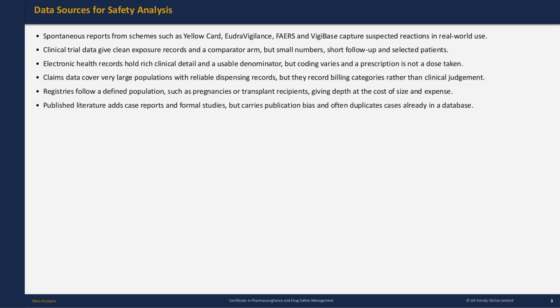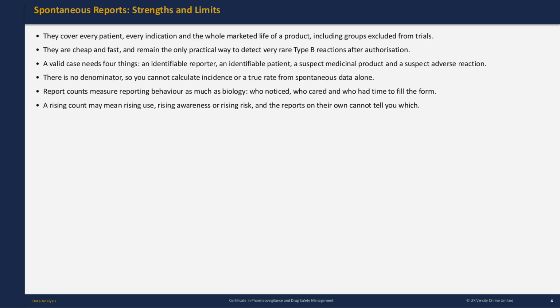Electronic health records hold rich clinical detail and a usable denominator, but coding varies and a prescription is not a dose taken. Claims data cover very large populations with reliable dispensing records, but they record billing categories rather than clinical judgment. Spontaneous reports, strengths and limits.